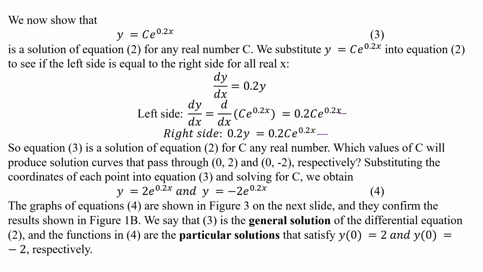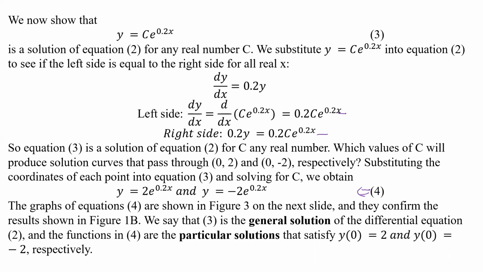Now, which values of c will produce solution curves that pass through the points (0, 2) and (0, -2) respectively? Well, if we substitute those coordinates into equation 3 and solve for c, we get the following. y equals 2 e to the 0.2x and y equals -2 e to the 0.2x. Okay, so we get two pieces for equation 4. Now, the graph of equation 4 is going to be shown here on the next slide.